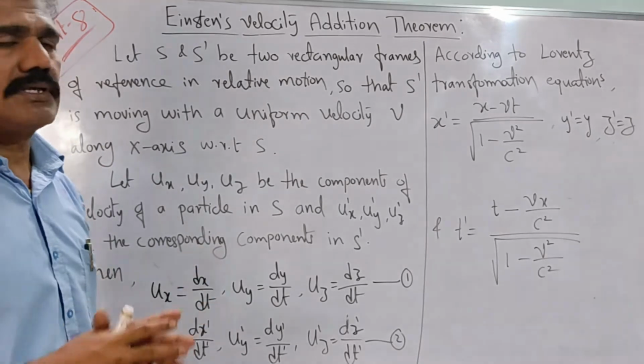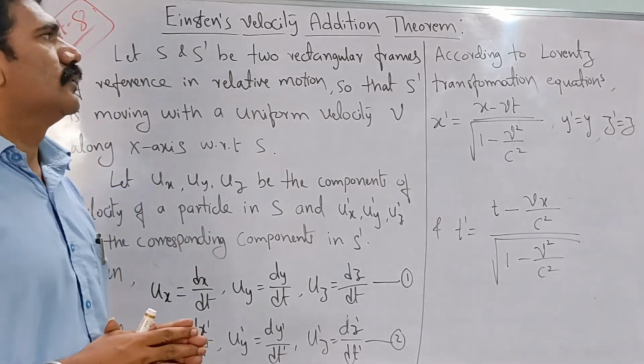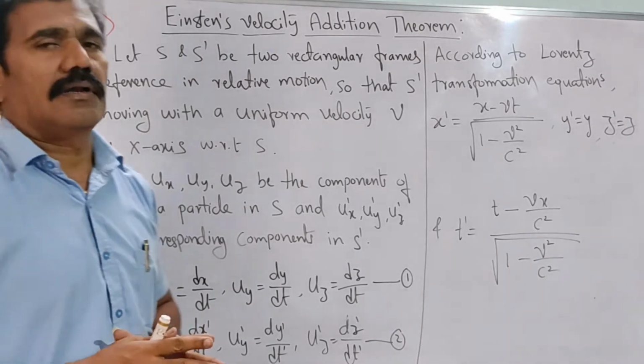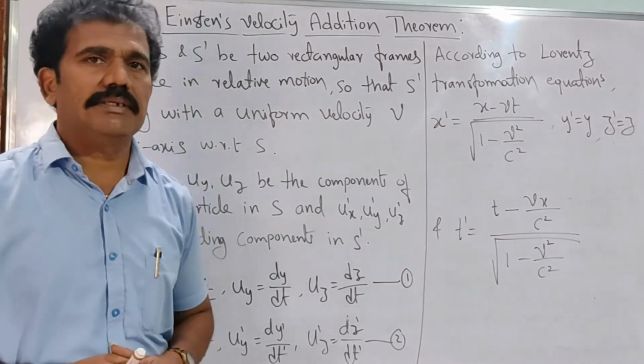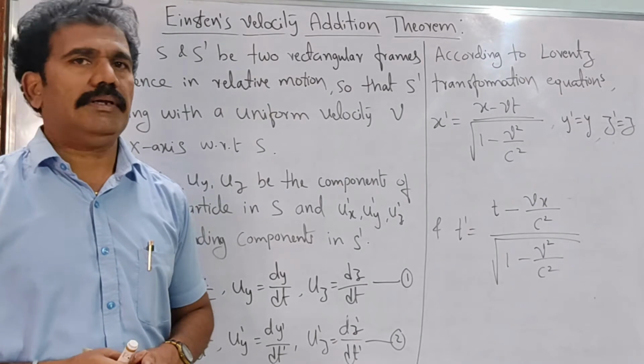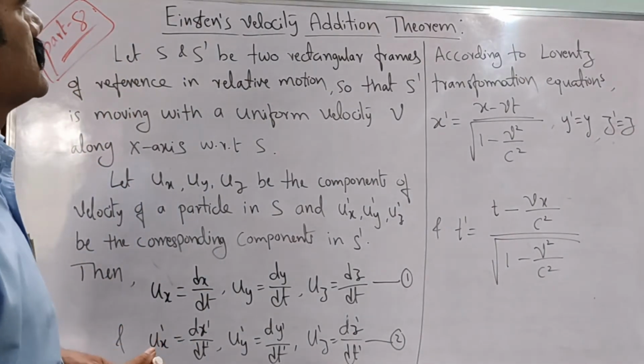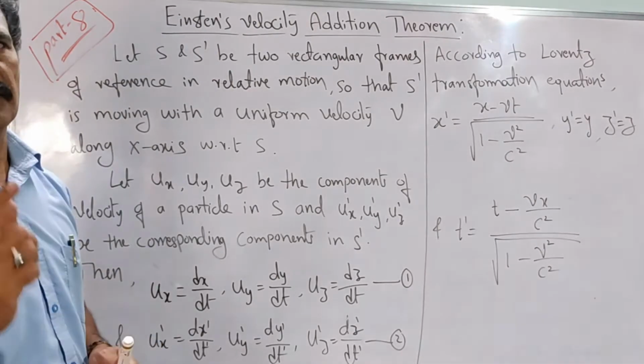The velocity of a particle is measured with respect to two frames of reference. These velocity equations are also called relativistic velocity equations. Now let us see how we have to consider the velocity of a particle with respect to two frames of reference, as I told.